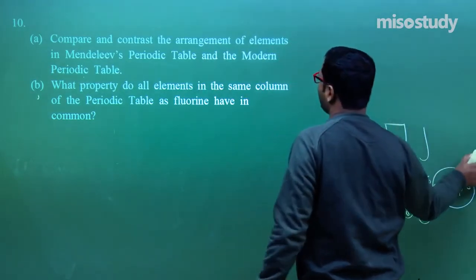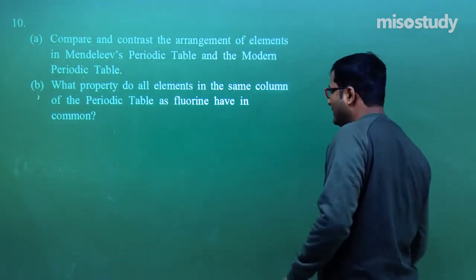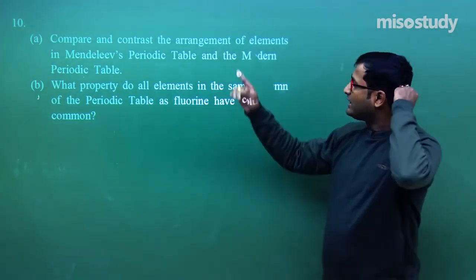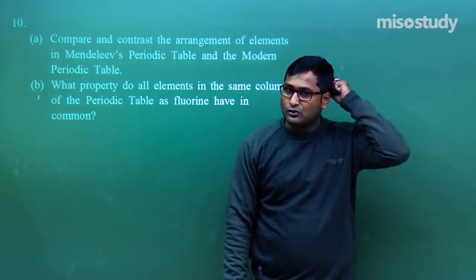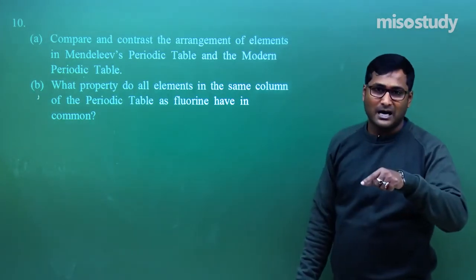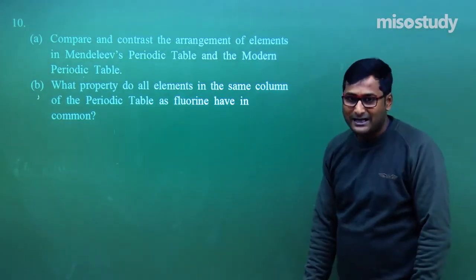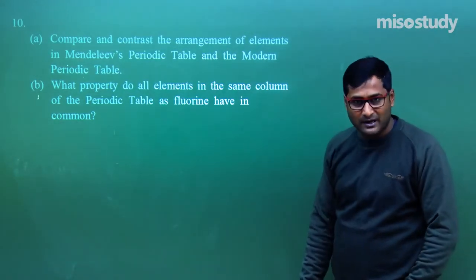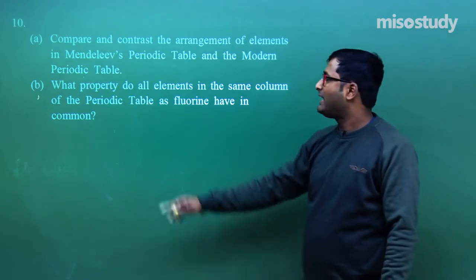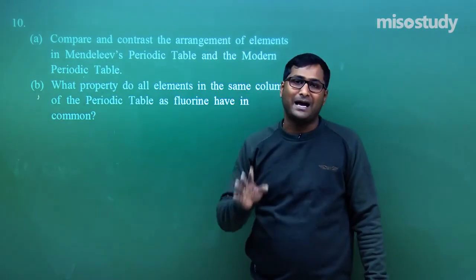Compare and contrast the arrangement of elements in Mendeleev's periodic table and the modern periodic table. As we know, Mendeleev's periodic table is completely based on atomic mass. The modern periodic table is based on atomic number. According to Mendeleev, properties of elements are related to atomic mass, but in the modern periodic table, properties of elements are directly related to atomic number. That is, elements with similar electronic configuration are grouped together. But in Mendeleev's table, there was no such electronic configuration. In Mendeleev's periodic table, there are only 8 groups and 6 periods.